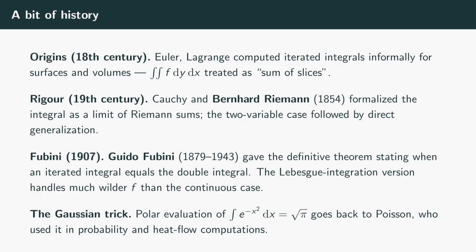As for the Gaussian trick we just saw, the polar evaluation of the integral of e^(-x²) dx is sometimes attributed to Poisson in his probability and heat conduction work in the early 1800s. Three centuries of refinement compressed into one slide.